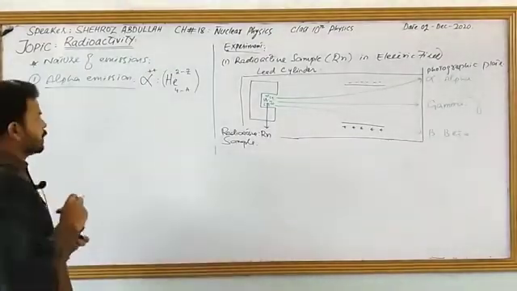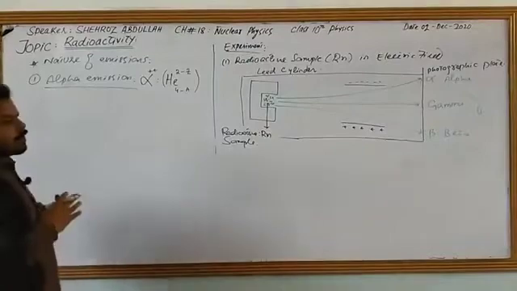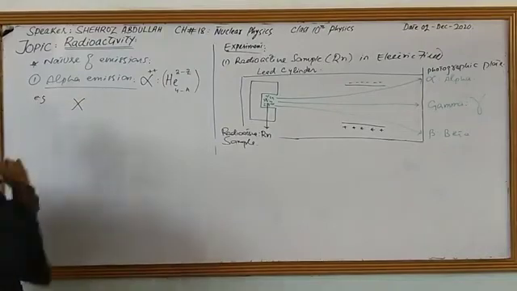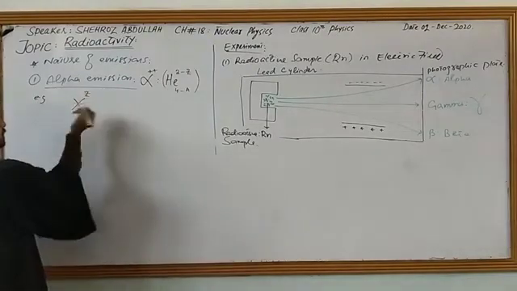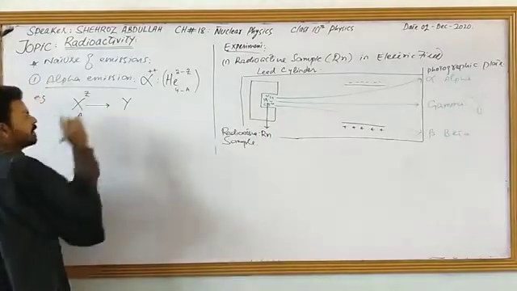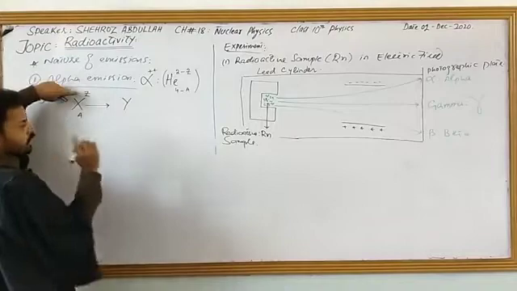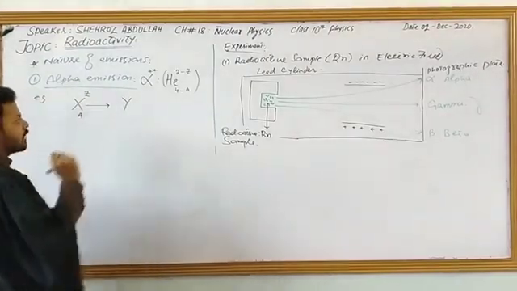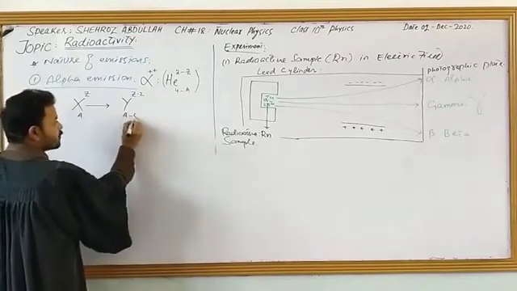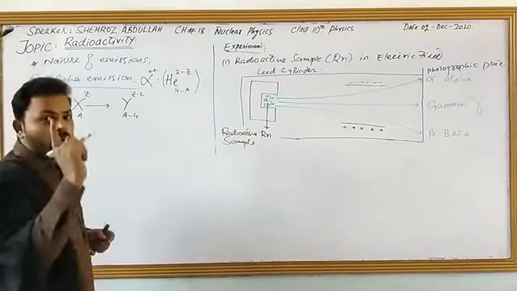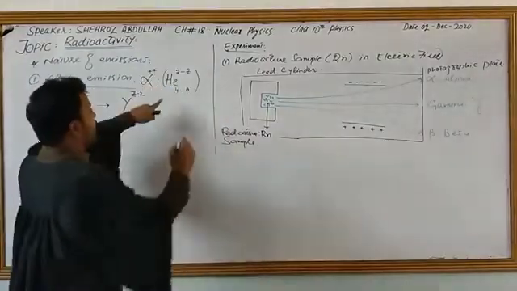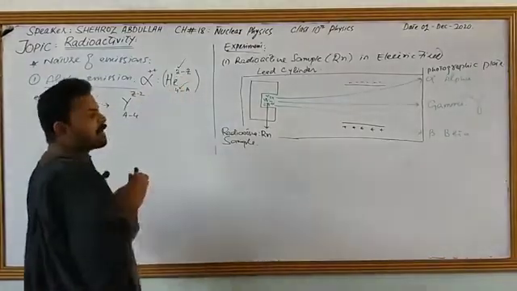Now let me discuss an example over here. For example, if from an element alpha is released, look, for example, we are having X, an element, right? And it has atomic number Z and atomic mass A. If it releases alpha, a new element will form, and the atomic number of that new element will decrease by 2 and atomic mass will decrease by 4. Why? Because helium has atomic number 2 and atomic mass 4.